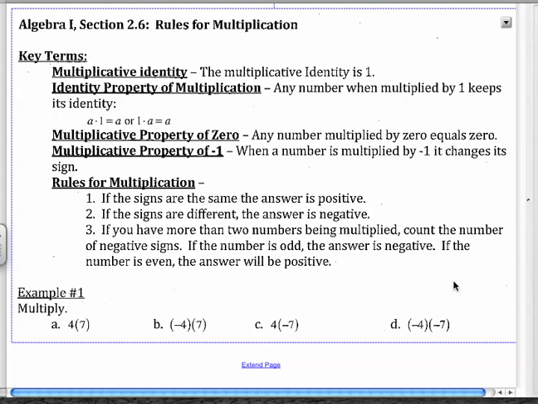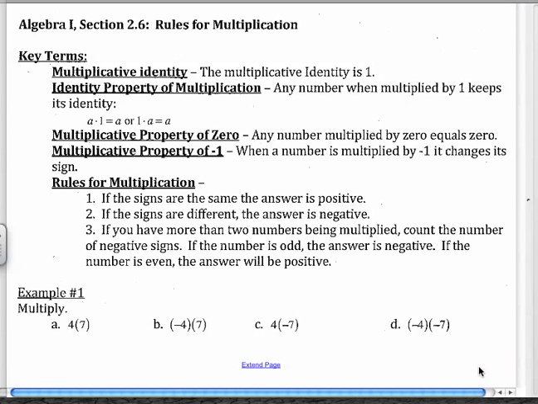Okay, gentlemen, rules for multiplication. This stuff we've talked about. This stuff down here, you know that. We'll just review that in a moment. This stuff up here we talked about, I think, a little bit last year. But let's go through this.